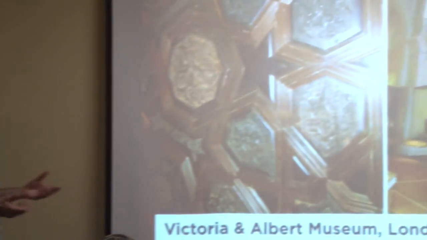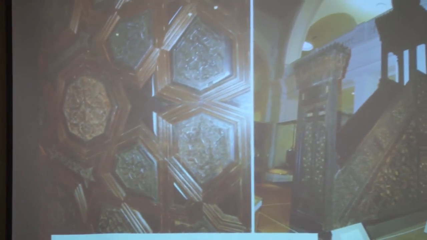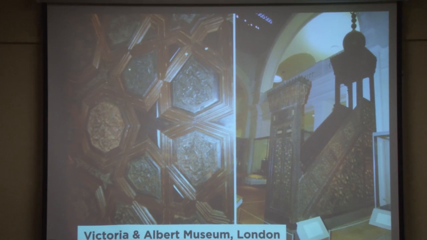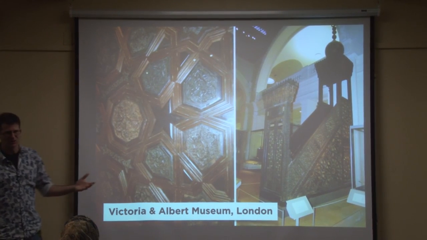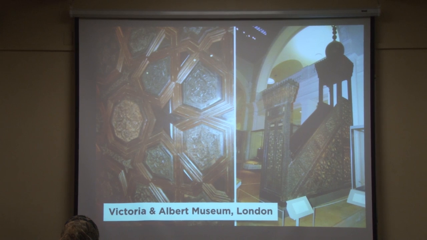You'll find examples carved in wood and, of course, examples taken from elements that came from mosques. So here's a wonderful example from the Victoria and Albert Museum in London. I was in London over the last year on sabbatical, so I was able to visit the Persian art room many times. And this is from a minbar. It's a 15th century minbar from a mosque in Cairo.